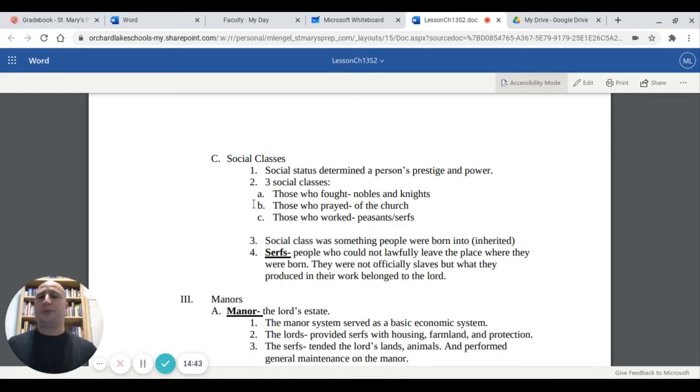Then there was the group called those who prayed. That was the church clergy members, your bishops, your priests, your monks, your nuns. They were all part of the social class known as those who prayed. Okay. And then there's also those who worked. They were really your lower class if you wanted to compare it. Those who worked were the peasants and serfs. And we're going to talk about those groups a little bit more here at the end.